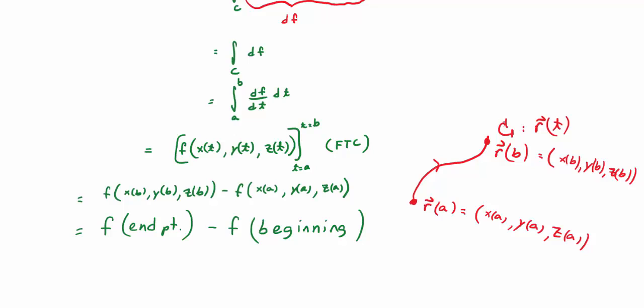So no matter what C looks like, if it looks like that, if C looked like this instead, or maybe it's a straight line, doesn't matter. You're going to get the same value if the vector field F is conservative, if it has a potential function, which we represent by lowercase f.